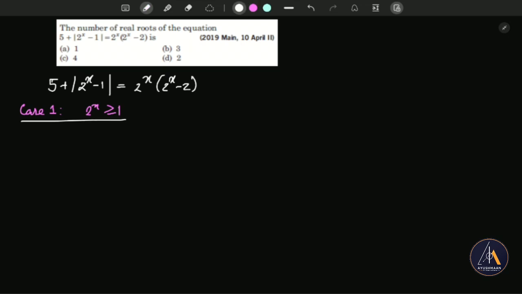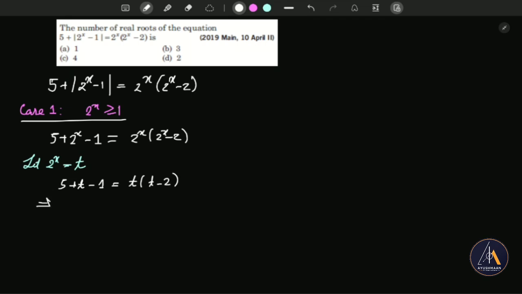So I am taking case 1 as if 2x is greater than or equal to 1. In this situation, we will get 5 plus 2 to the power x minus 1 equals 2 to the power x minus 2. Let 2 to the power x equal t. So we will get 5 plus t minus 1 equals t minus 2. Solving this, we will get a quadratic equation. It will look like t square minus 3t minus 4 equals 0. Now the solutions of this quadratic equation will be t equals 4, minus 1.